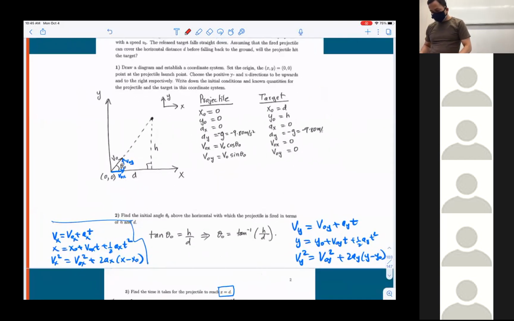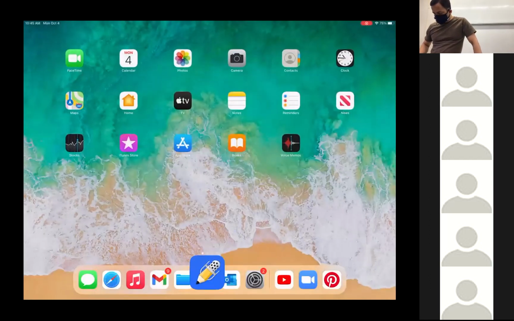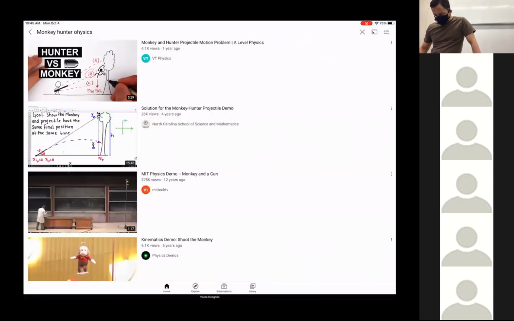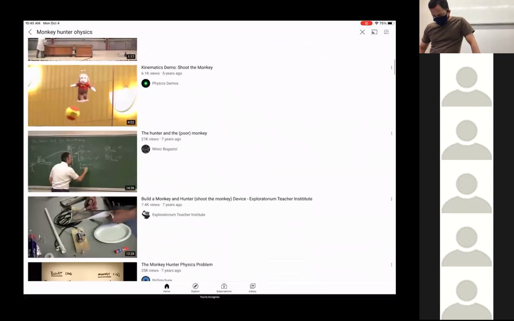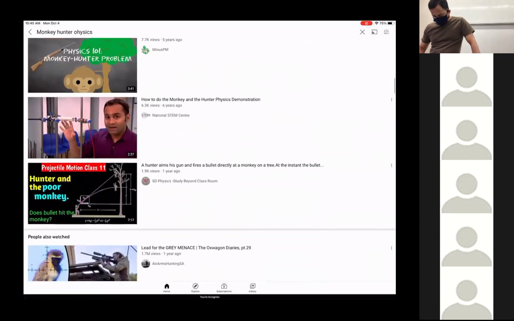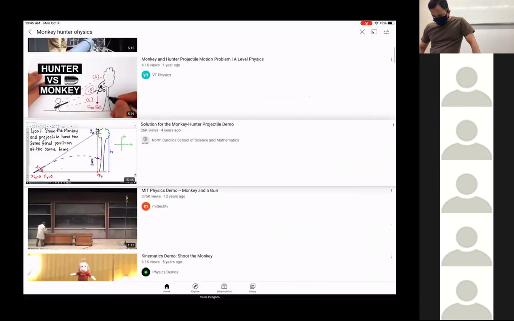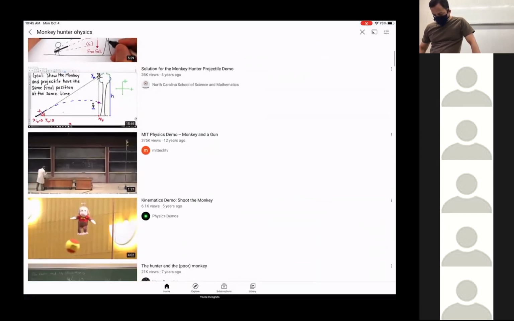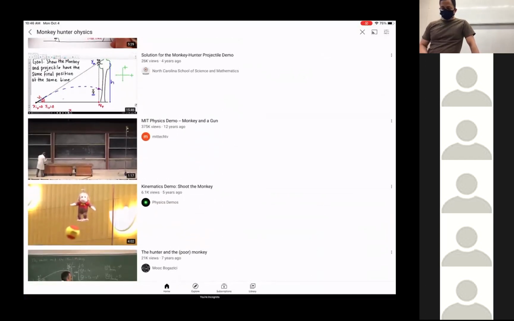Any questions on that? Let me see. I think I have a YouTube video on this. This one looks kind of fun. Okay, I have not seen this one before. So let me go to the safe one, the MIT physics demo.